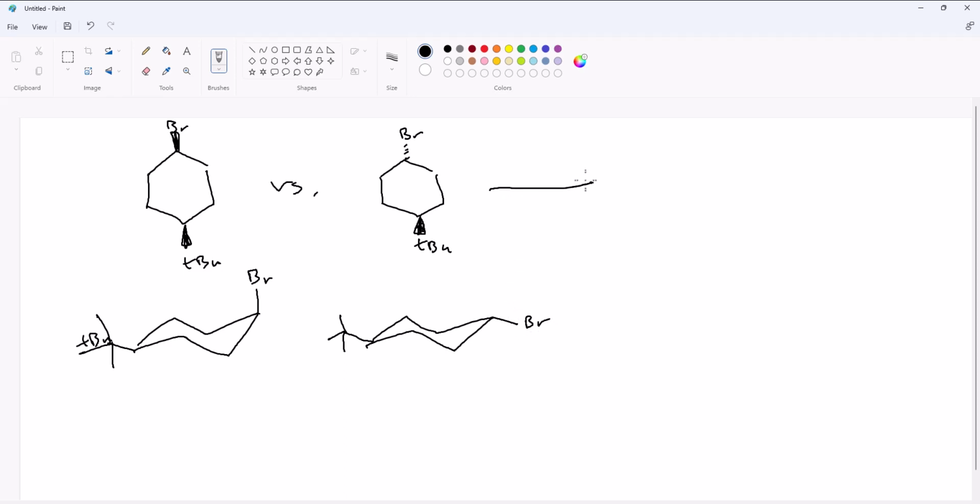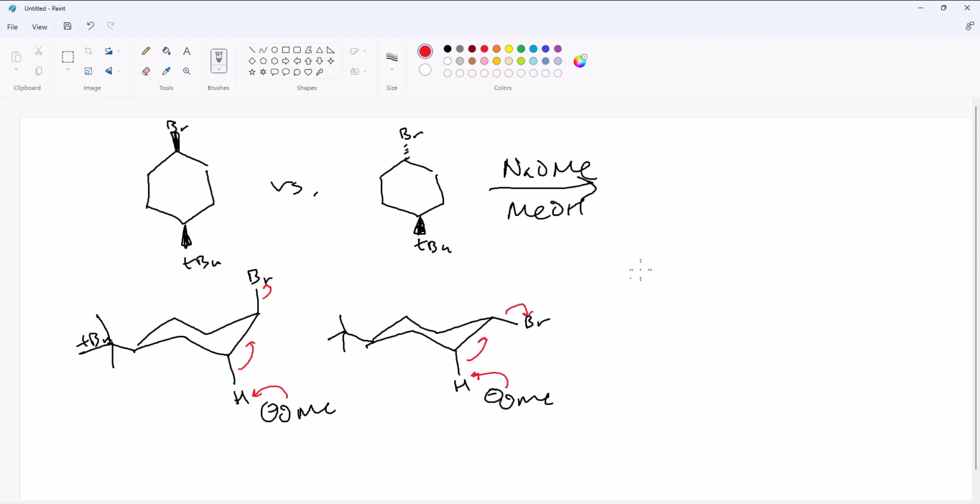So let's say we add sodium methoxide and methanol to both of these reactions. So I'm going to draw the hydrogen that it would pluck off. So we're looking at this hydrogen here and this hydrogen here. The reaction mechanism is going to be the same. So we have methoxide in both cases, plucking off the hydrogen, pushing in, and pushing out the bromide. So our overall product of these two reactions is going to be the same.